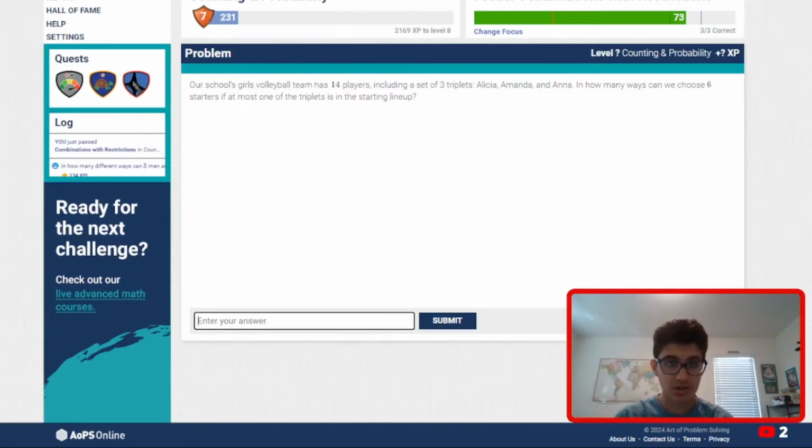Okay. Our school's girls volleyball team has 14 players, including a set of three triplets. In how many ways can we choose six starters if at most one of the triplets is in the starting lineup? So we can say that none of the triplets are in the starting lineup, which gives us 11 choose 6. Because then none of the triplets are there, so it's just 11 choose 6. Then we can have exactly one triplet.